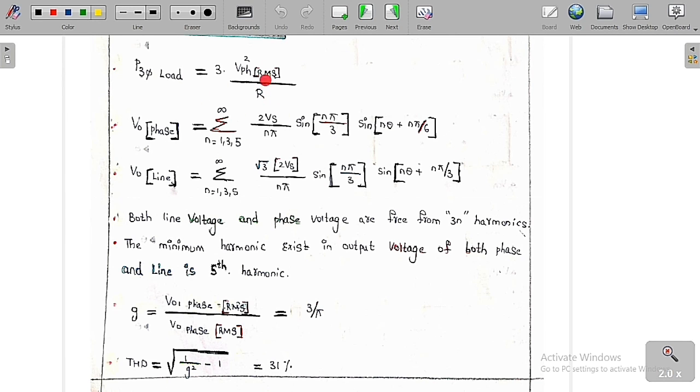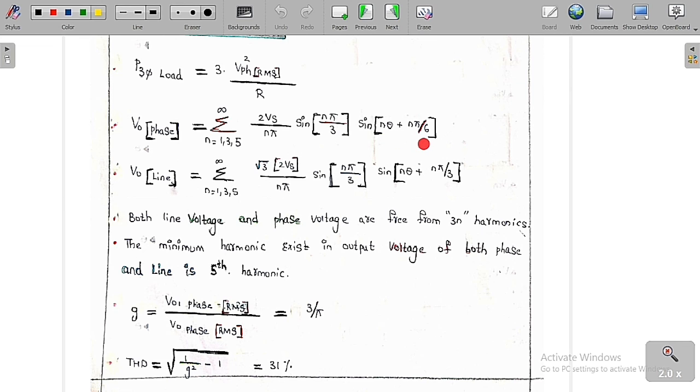So therefore 3 into V phase RMS square by R, you are going to get the overall power consumed by this three phase balanced load. Now I have already told you the phase voltages are in the cos square waveform. As these are periodic signals, simply you can write the expression of the Fourier series: sigma n is equal to 1, 3, 5 up to infinity, 2Vs by n pi into sine of n pi by 3 into sine of n theta plus n pi by 6.